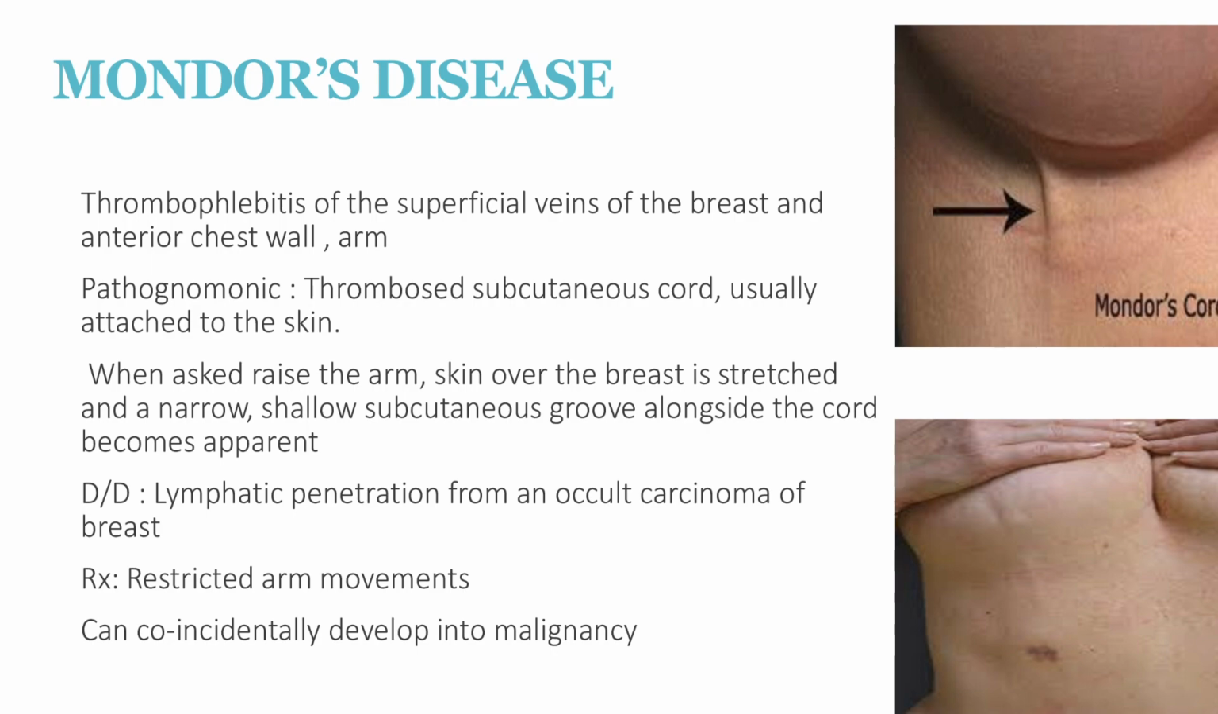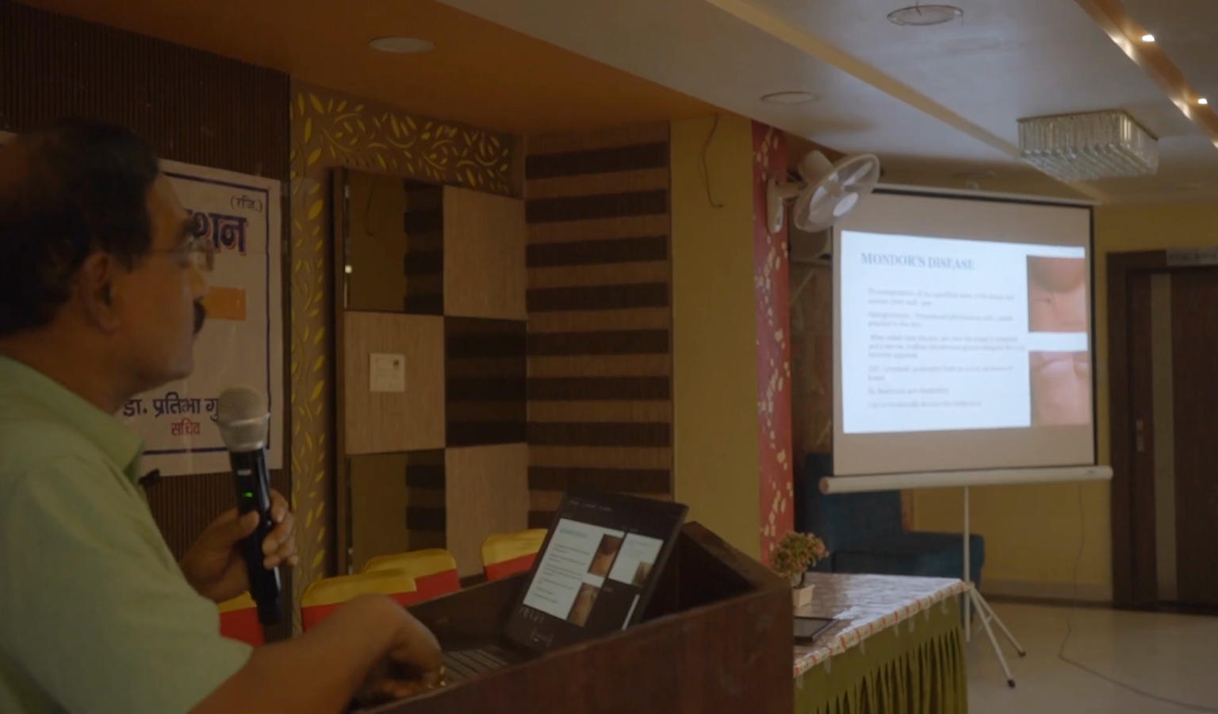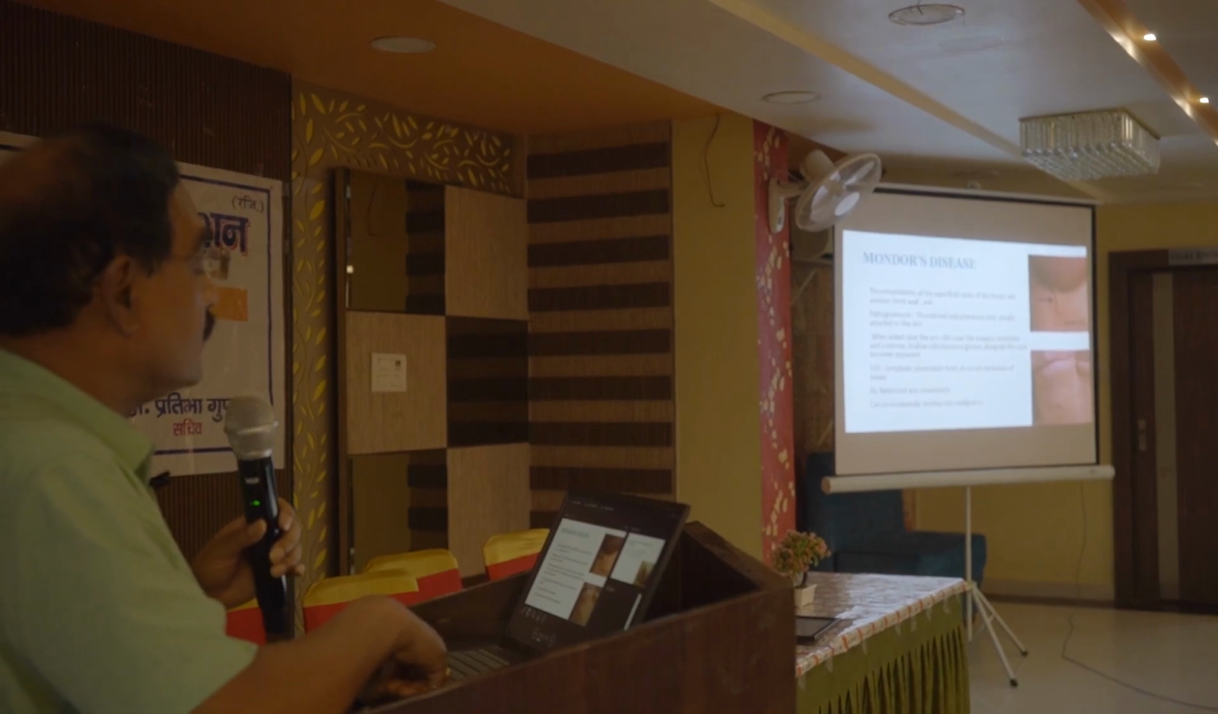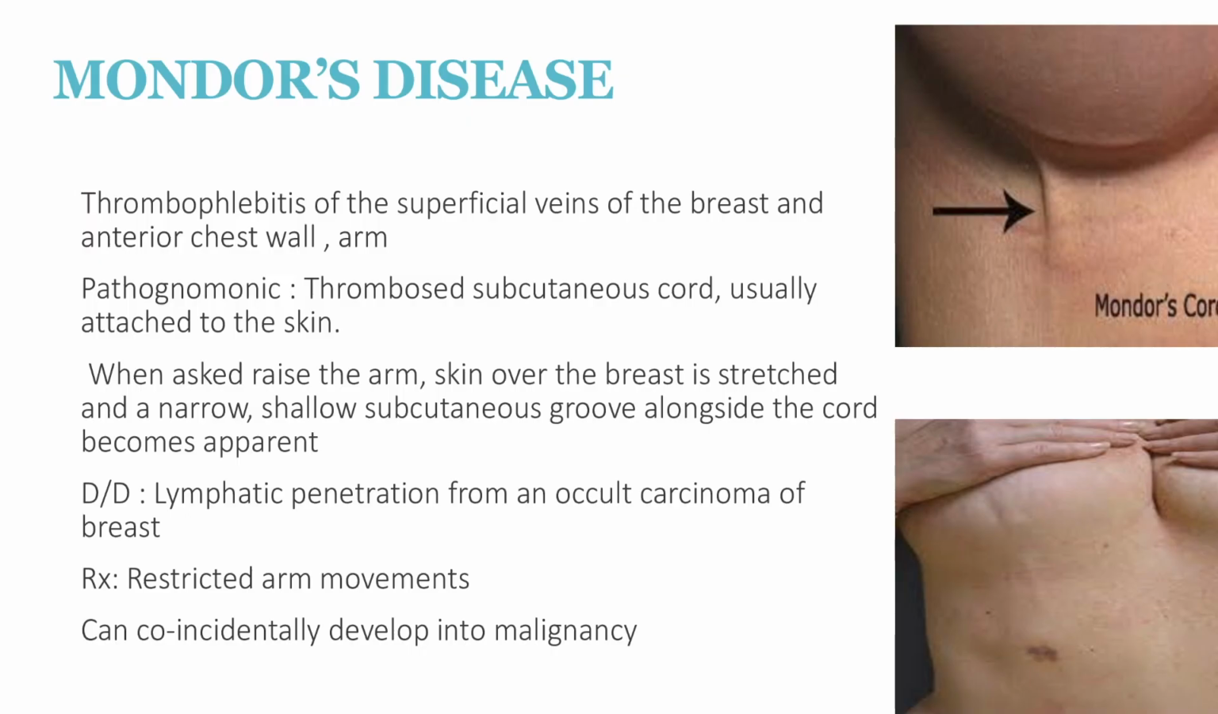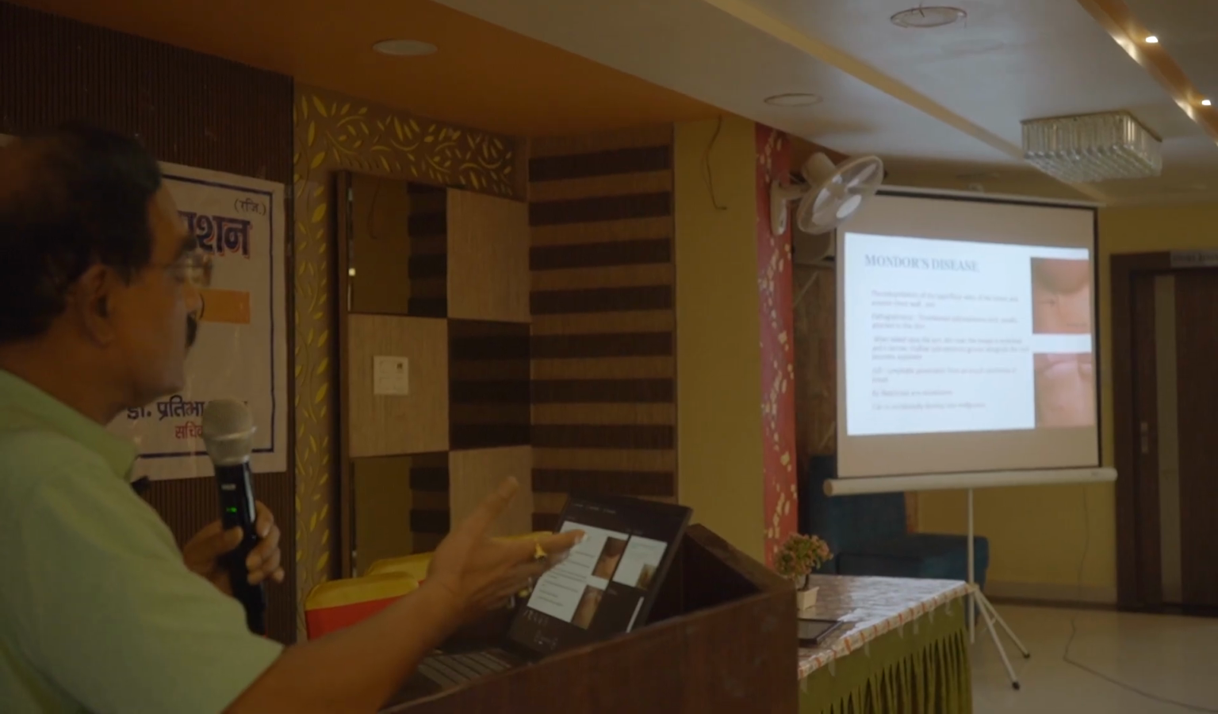You can see in the photographs it is nicely showing thrombophlebitis of the superficial veins of the breast and anterior chest wall or arm. So this is Mondor's disease. Pathognomonic is the thrombosed subcutaneous cord, usually attached to the skin. When the patient is asked to raise the hand, the skin over the breast is stretched and a narrow, shallow subcutaneous groove alongside the cord becomes apparent, giving a string-like appearance. So this is Mondor's disease.